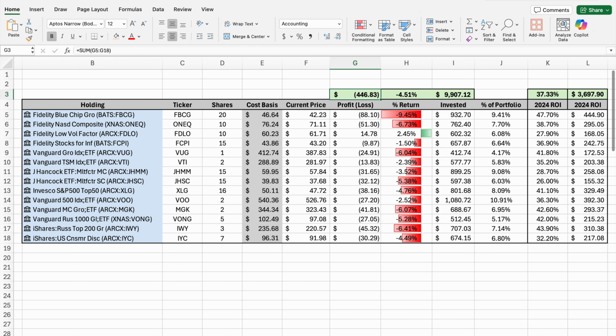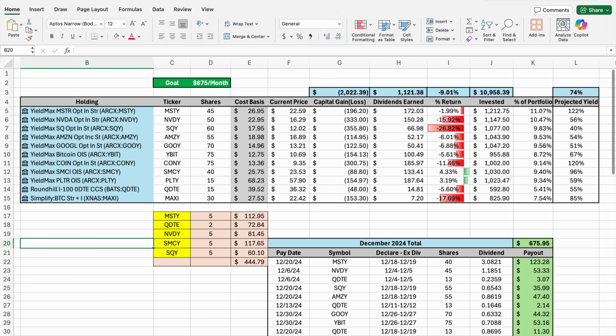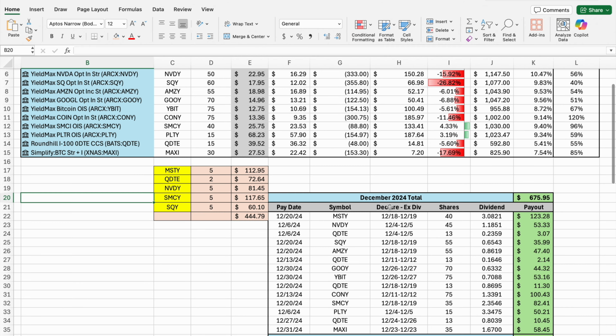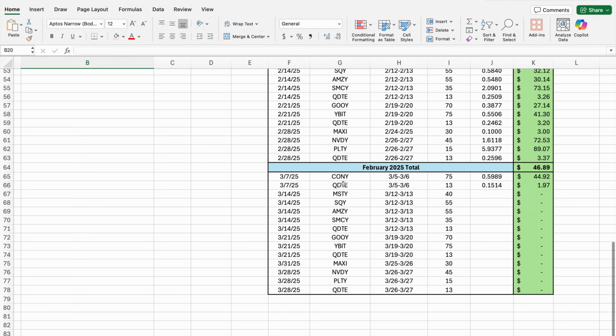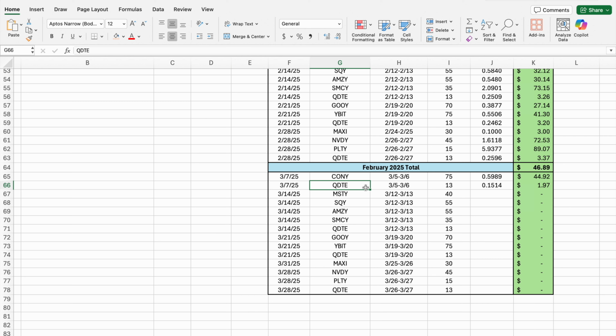Now, switching over to the $10,000 dividend account. Quite a few interesting things in this account over the past week. First, I want to highlight the 2 dividend payments that were announced at the beginning or middle of this past week. On 3/5, we got an announcement on CONY, C-O-N-Y, and also on our only weekly paying dividend ETF, QDTE.